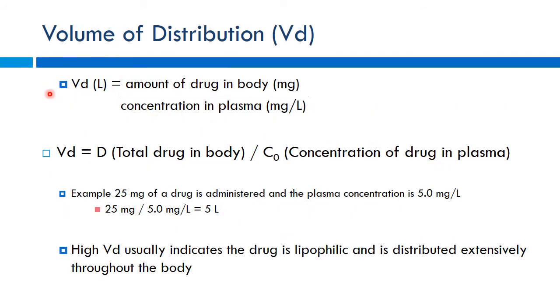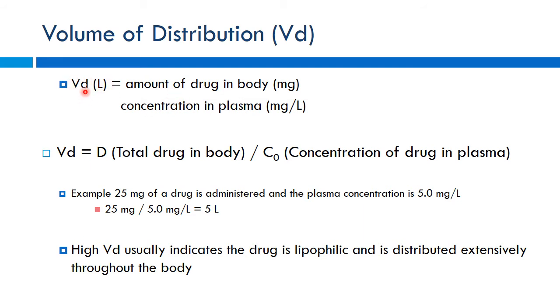So basically the way we can look at this is that volume of distribution, usually measured in liters, is going to be equal to the amount of drug in the body, so that's the dose that I give you, over the concentration I get from the plasma. Okay, so I measure the amount of drug in the plasma, and basically I divide those out, and I'll be able to get this volume of distribution.